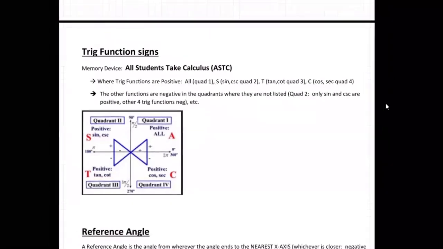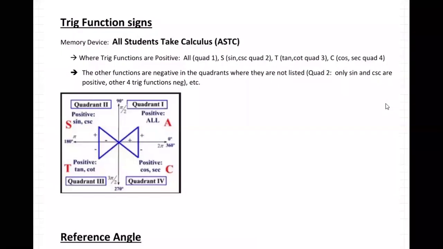Here are your notes. So this is, again, the chapter 7 notes, which are at the top of the chapter 7 module in your Canvas shell. So in the Canvas course shell, right at the top of the chapter 7 module, you'll find the chapter 7 notes. This is a memory device for how we remember which trig functions are positive in which quadrants.